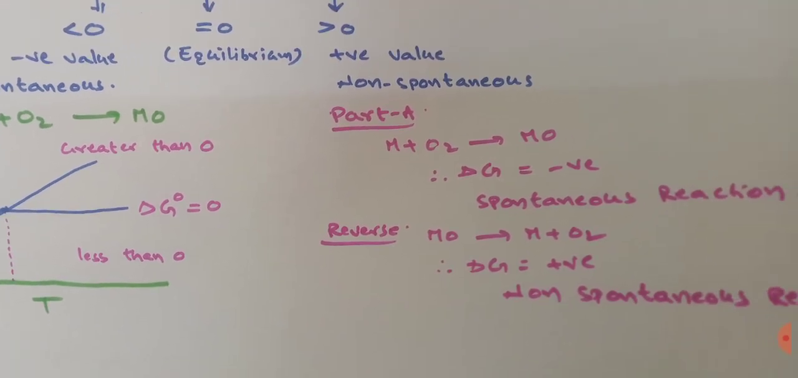Okay, this is about part A. The same reaction is reversed automatically. We will get MO giving rise to M plus O2, so that is the reverse reaction. Because of the reverse reaction, the delta G value also changes from a negative value to a positive value, and the spontaneous reaction becomes a non-spontaneous reaction.